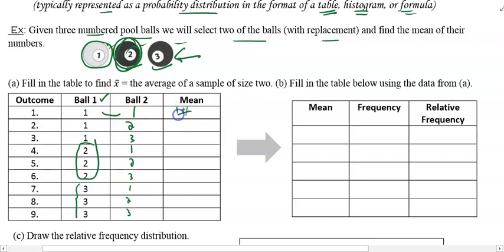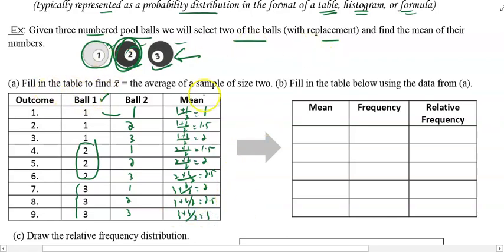Now, what's the average of those? 1 plus 1 divided by 2 is 1. 1 plus 2 divided by 2 is 1.5. 1 plus 3 divided by 2 is 2. 2 plus 1 divided by 2 is 1.5. 2 plus 2 divided by 2 is 2. 2 plus 3 divided by 2 is 2.5. 3 plus 1 divided by 2 is 2. 3 plus 2 divided by 2 is 2.5. And 3 plus 3 divided by 2 is 3.